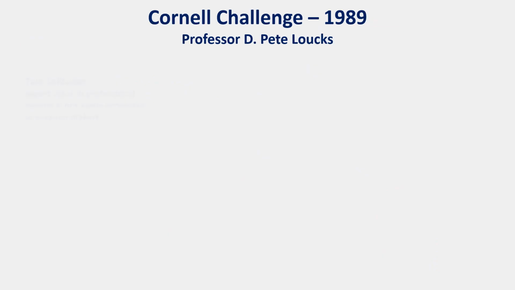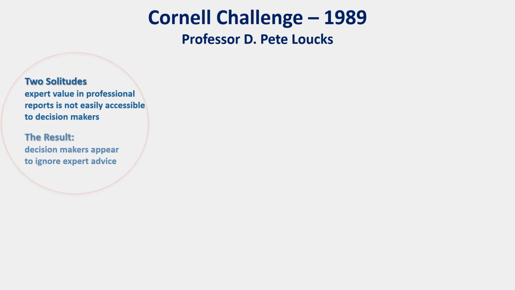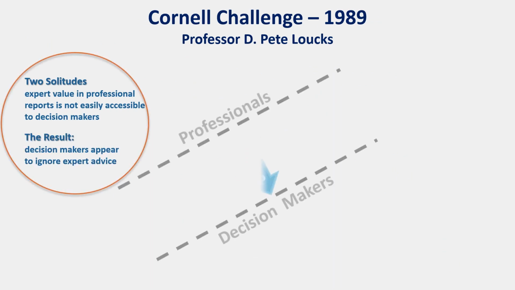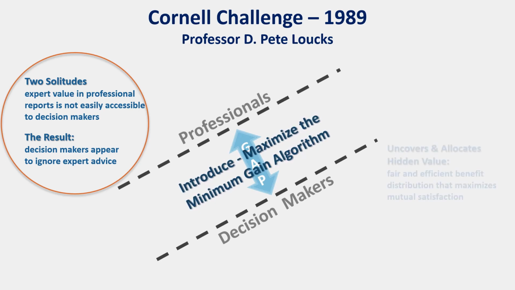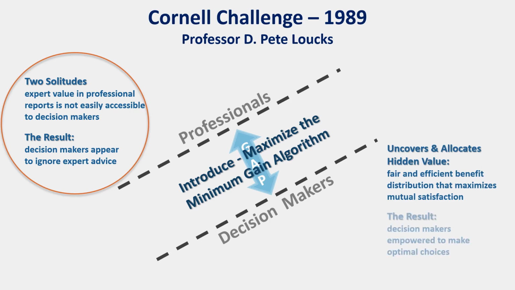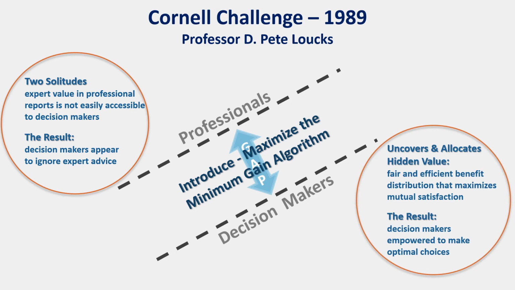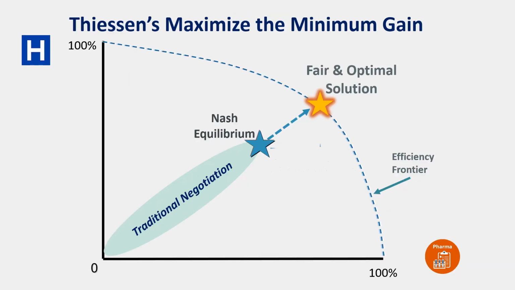product. Some time later, Thiessen received a challenge from his major advisor at Cornell University, and, unaware of what Nash had discovered, Thiessen invented an approach with an algorithm called maximize the minimum gain. Thiessen's method can uncover hidden value among decision makers with conflicting objectives by taking them from a baseline to a fair and optimal outcome. Thiessen's research predicted 16% gains for each party in a certain class of two-party problems.